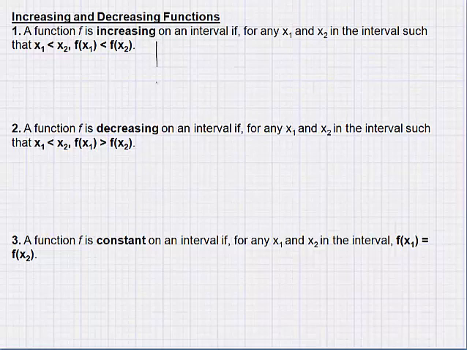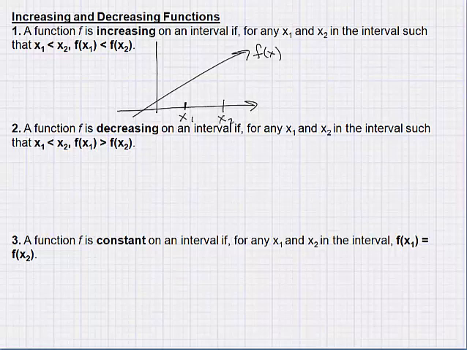Now you could see this if I take a graph that is going up from left to right. Okay, this is my function, right? It's going up from left to right. Here's x1, here's x2. Clearly x1 is less than x2. If it's on the x-axis, it's to the left, so it's less than. Then I look at the corresponding y values. So there's the point for x1. This would be f of x1. And then here's the point for x2, so this would be f of x2.